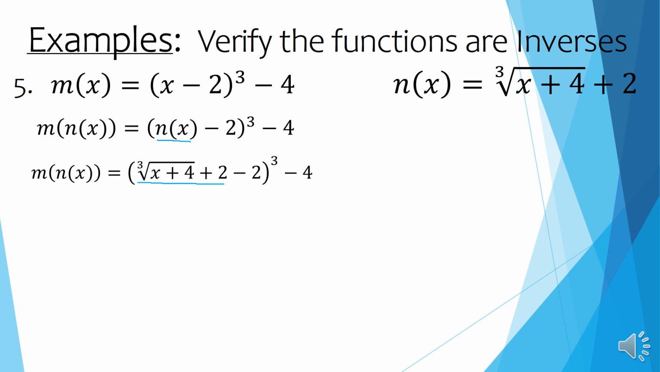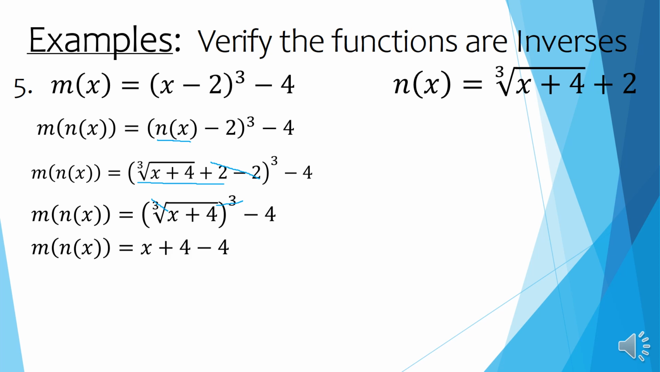Whatever's in parentheses that you can combine to eliminate like terms, positive 2 and negative 2, simplify as best you can. So our composition is now the cubed root of x plus 4 all raised to the third power, or all cubed. The cube root and the third power undo each other, leaving us with x plus 4 minus 4. So m of n of x equals x. That's exactly what we want. Yay.